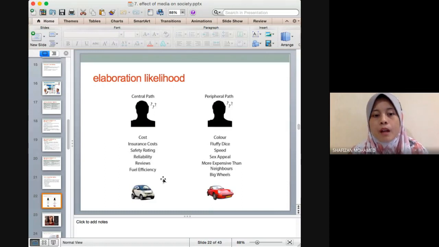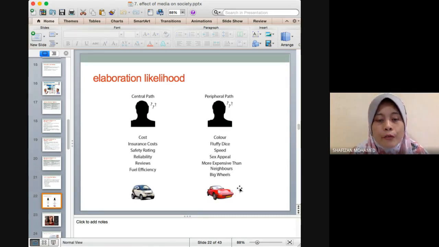On the other hand, when you see the Ferrari posters, would they use the peripheral path instead of focusing on saying that this car costs you 1.2 million ringgit? They talk about how fast the car is, how sexy the car is. And usually they will have a sexy model near the car.